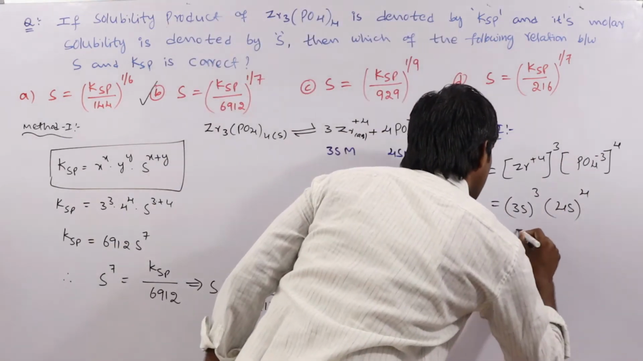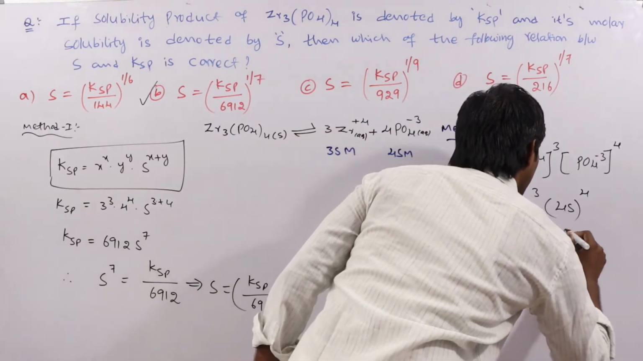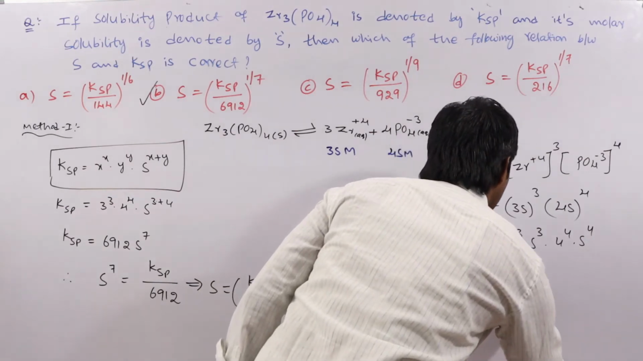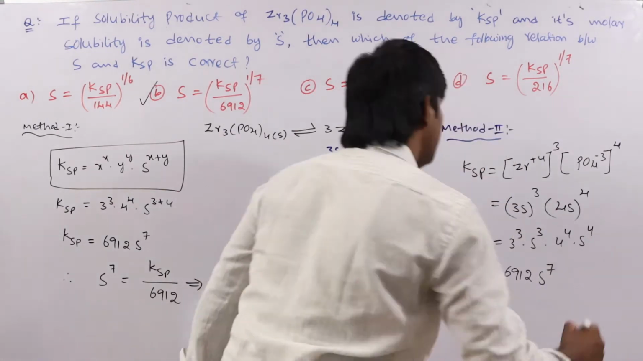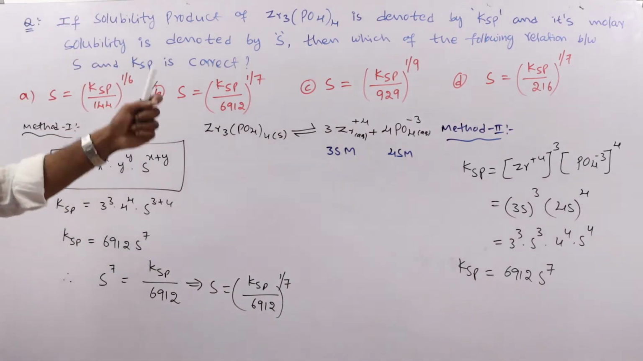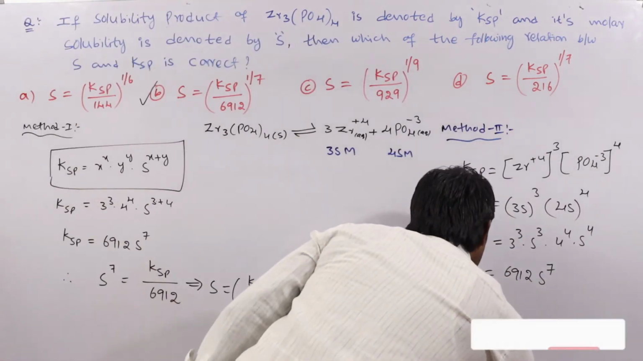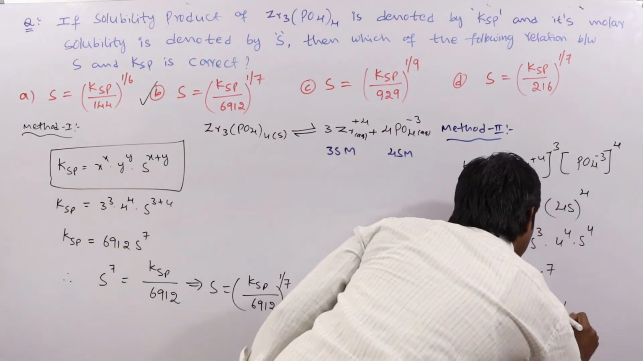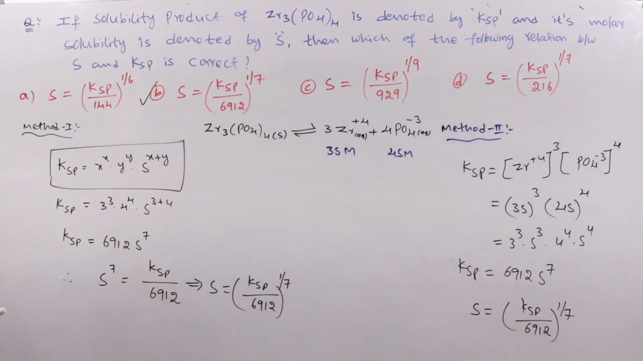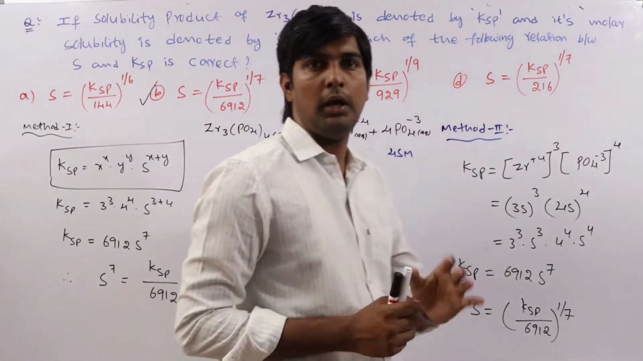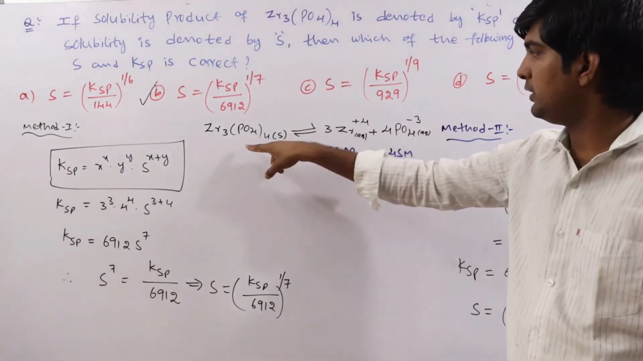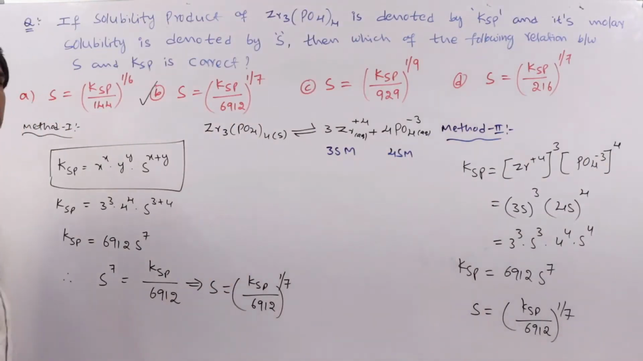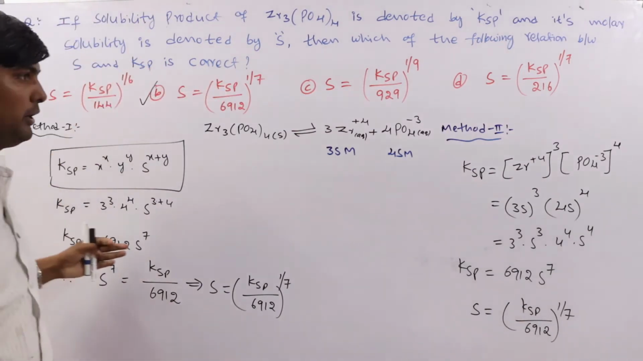If you expand this, we get 3 power 3, s power 3, 4 power 4, s power 4. After simplification, again we get Ksp is equal to 6912 s power 7. So after simplification, we get the same result, Ksp by 6912 whole power 1 by 7. Whichever method you want, you can follow, but you must be able to write the dissociation of the given compound. You can use either of these two methods, depending on your interest.